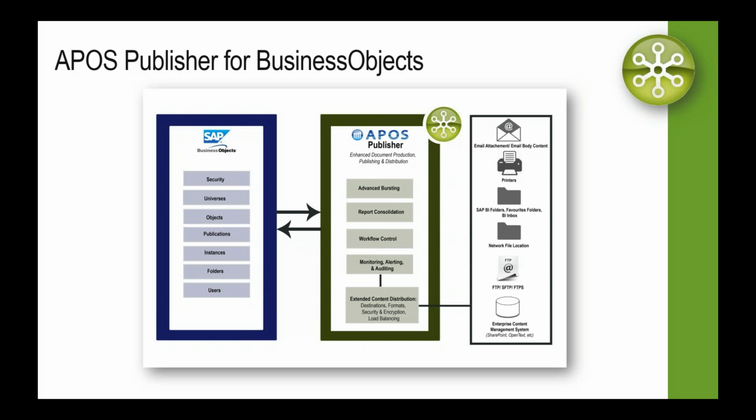And here, this screenshot simply shows, on the left, the stack for SAP. In the center, APOS Publisher and the different capabilities that it brings: advanced bursting, report consolidation, workflow control, monitoring, alerting, auditing. And then on the right-hand side, the different formats, whether it be email or any flavor of FTP or print, bursting to a folder, back to Business Objects, all the different mechanisms there that are available.